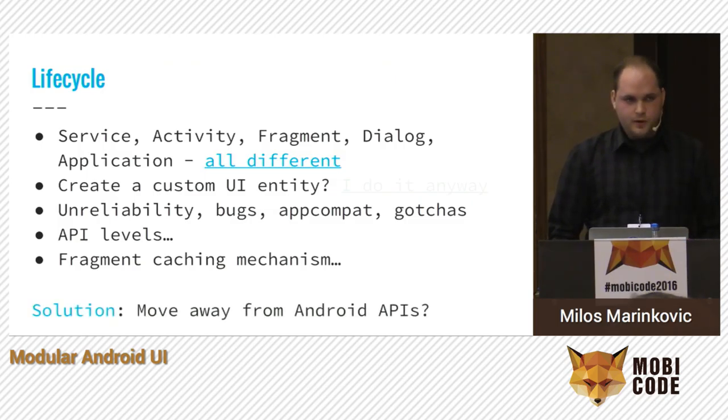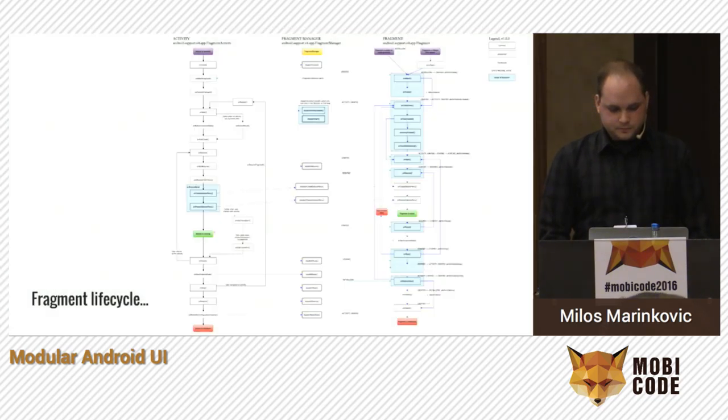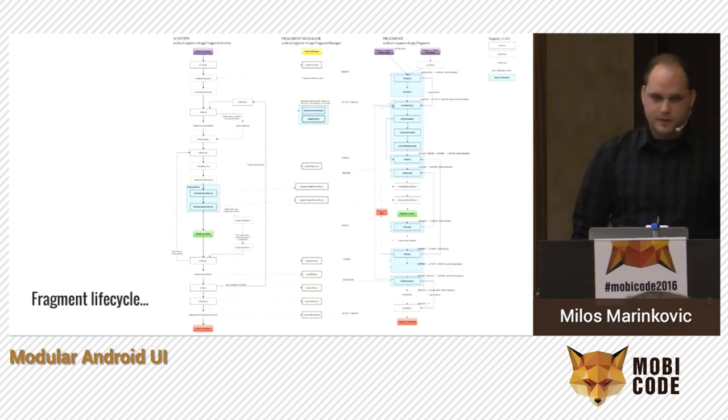We decided to move away from the Android APIs. This may seem like a radical decision, but we had some spare time between client requests, so we decided to do it. So this is something I found on the internet. It's the complete fragment lifecycle. It looks awful. And when you add our custom UI entities into all of this, it gets even more complex.